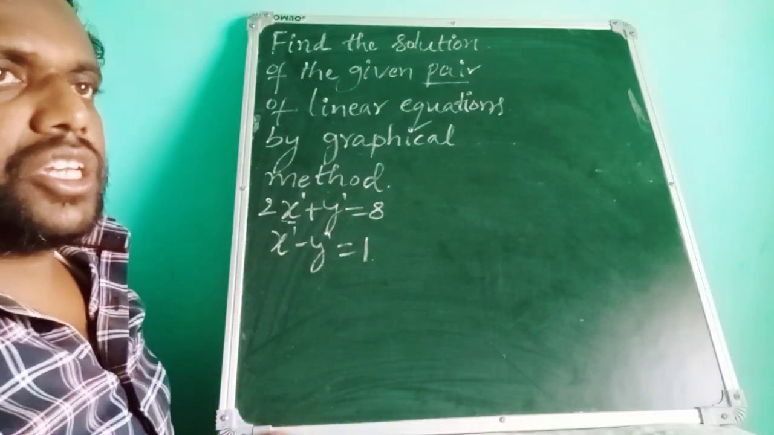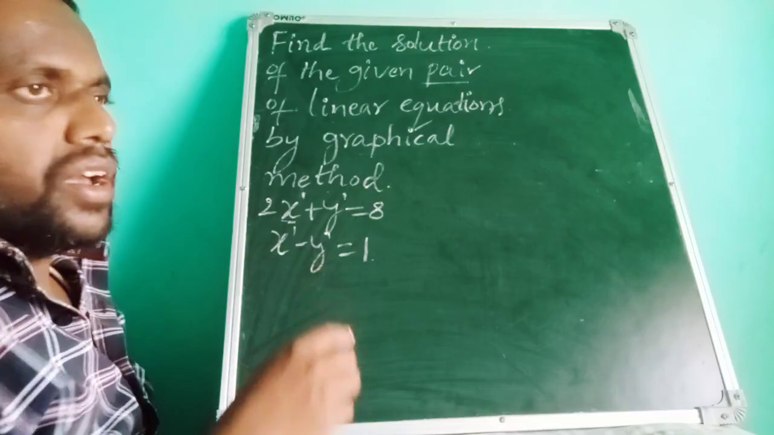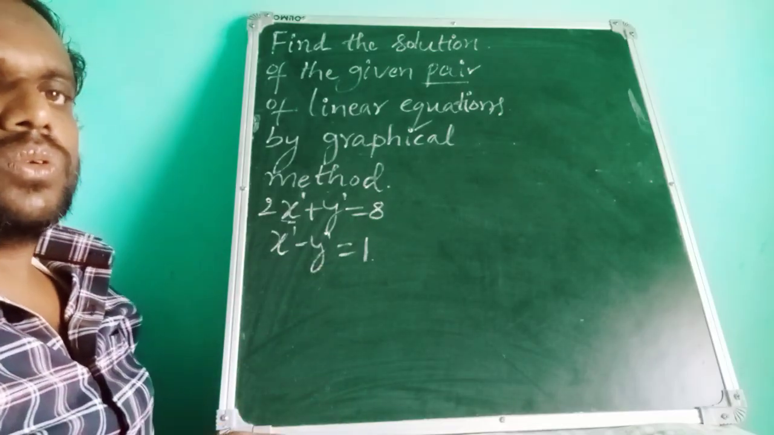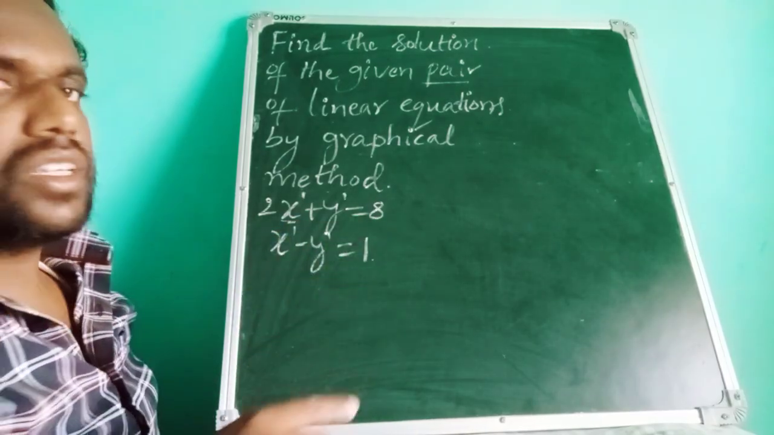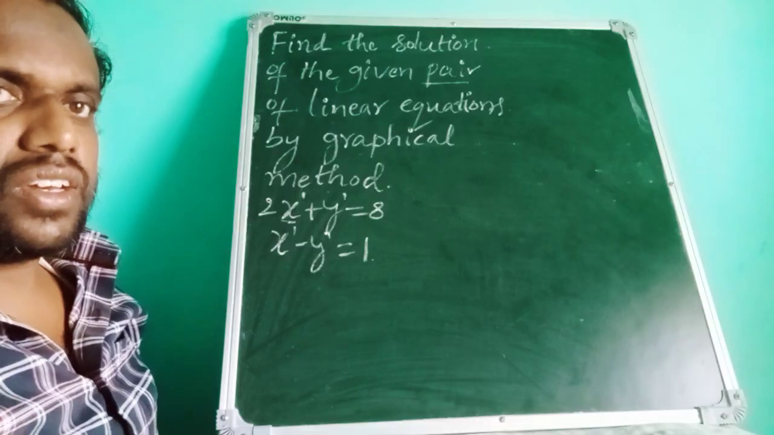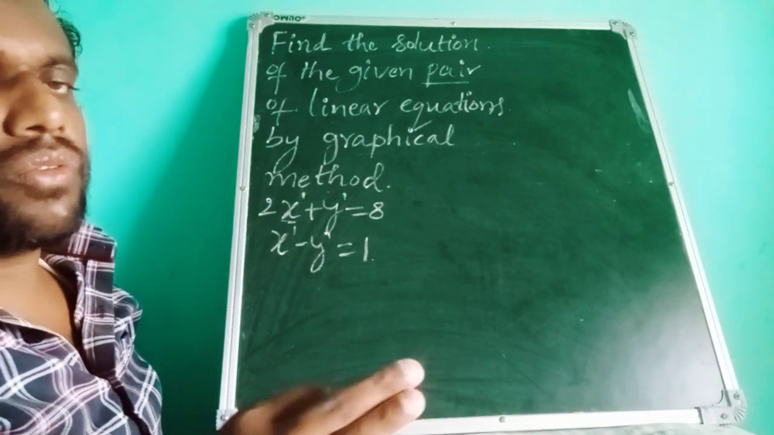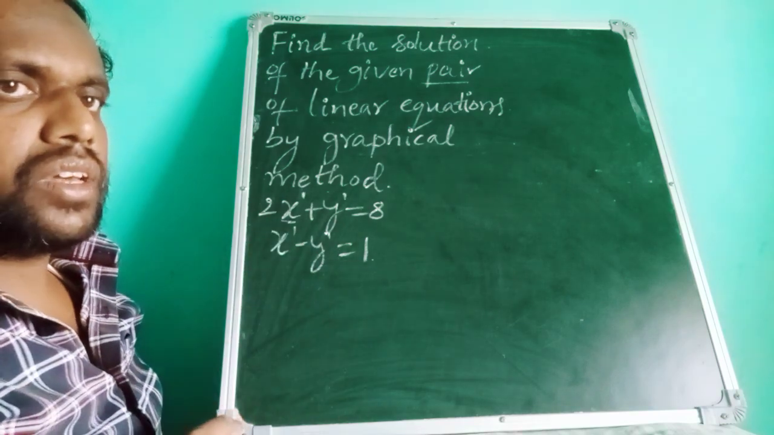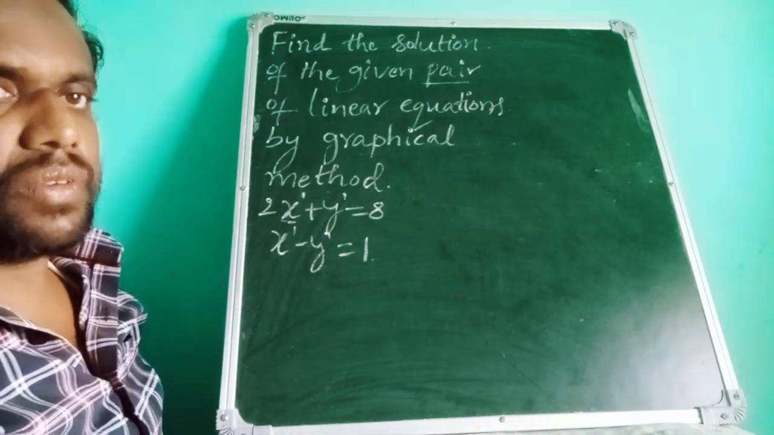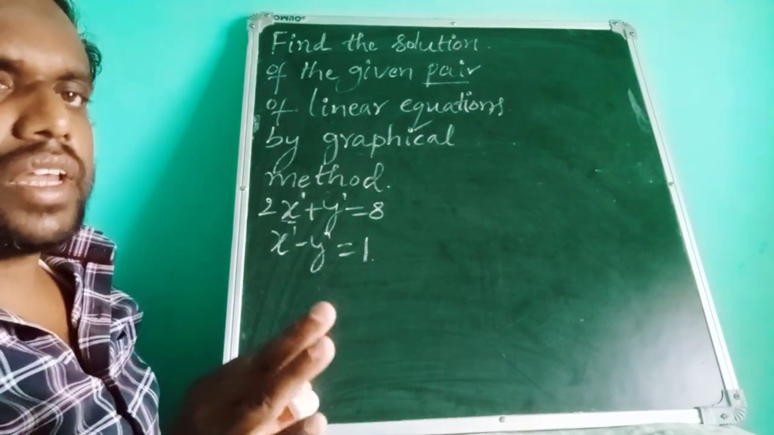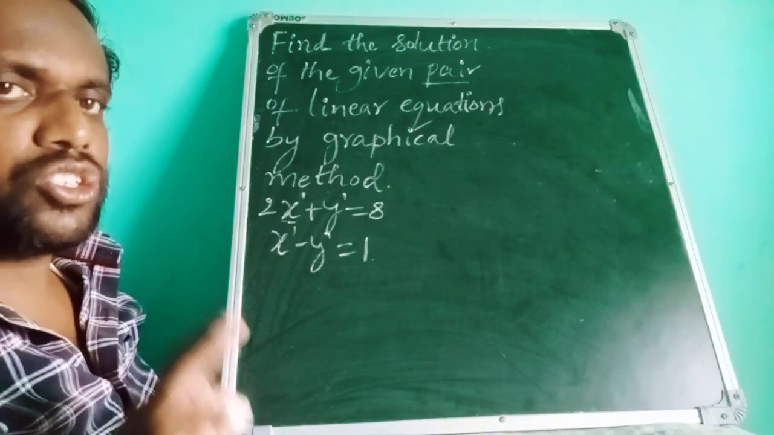When the highest power of variables x and y are 1, then those equations are the linear equations. So in linear equations the highest power of variables is 1. That's why we call them linear equations. Linear means the power is 1. You just remember.